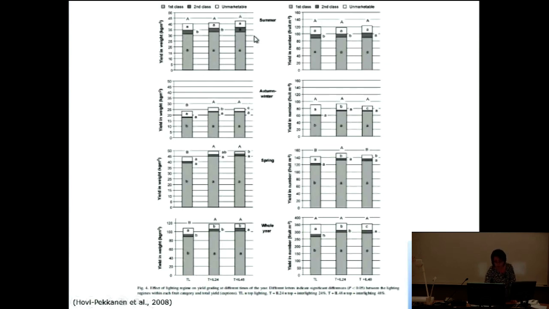So the difference is clear in the spring and also the whole year, and a little bit in autumn, but not so much in summer. So clearly, under the low light conditions, this improvement of the light environment inside the canopy was translated into the yield increase. So that makes sense, right? But the increase is very small. I would say less than 10%, right?